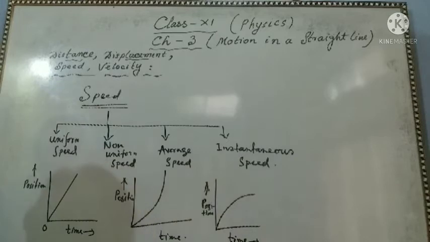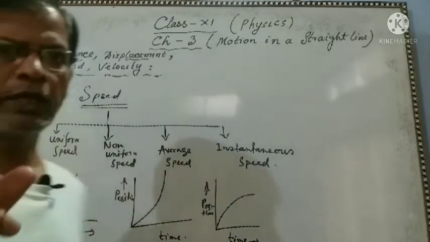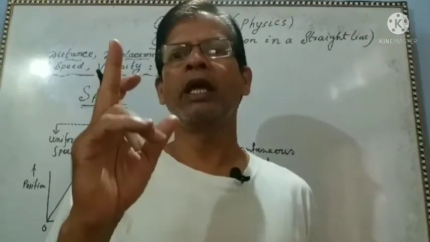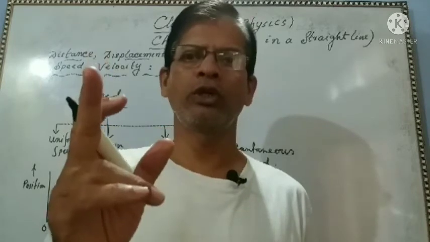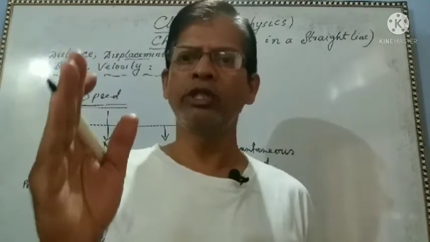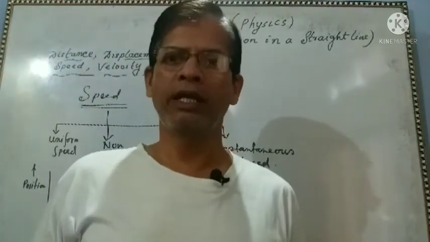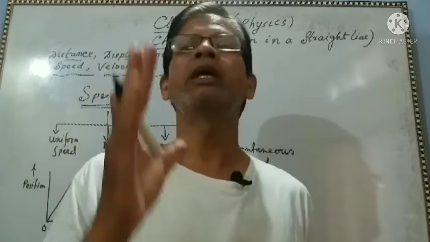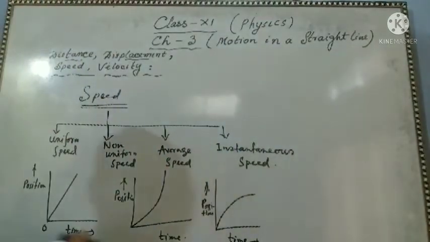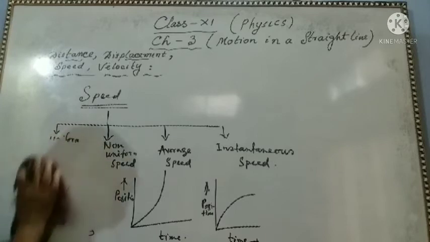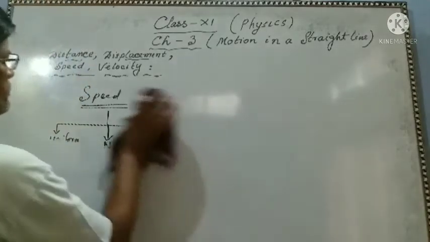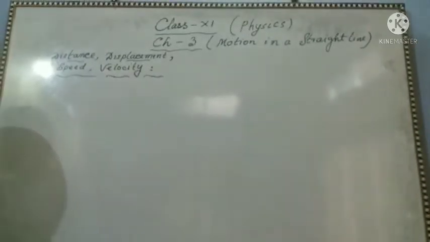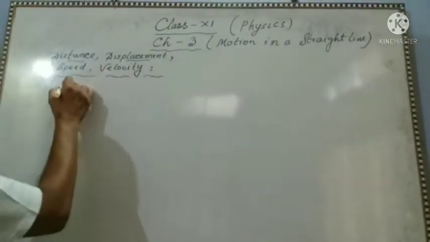Now, speed may be either positive or zero. It can never be negative. Speed can never be negative. Now we are going to velocity.